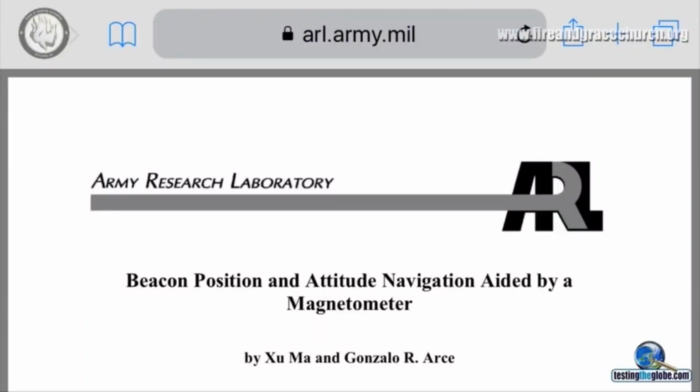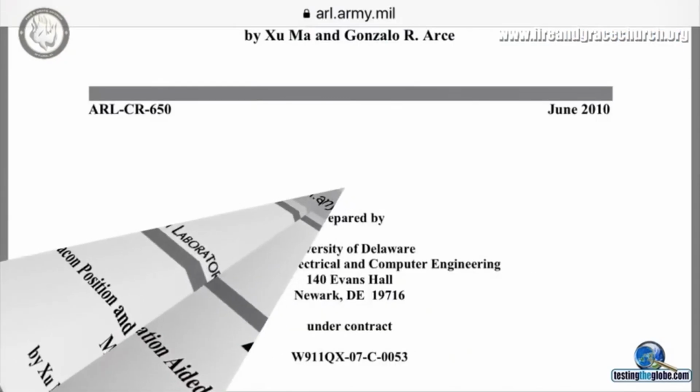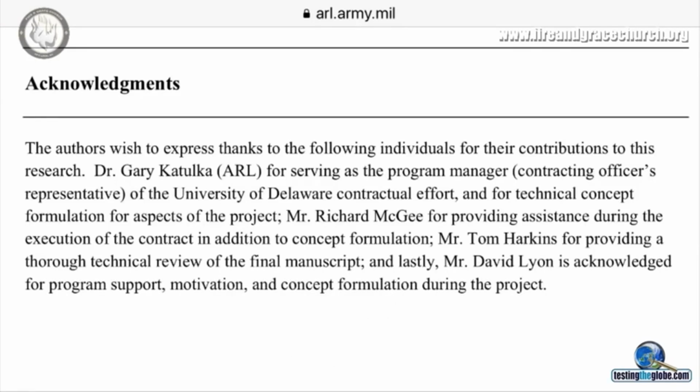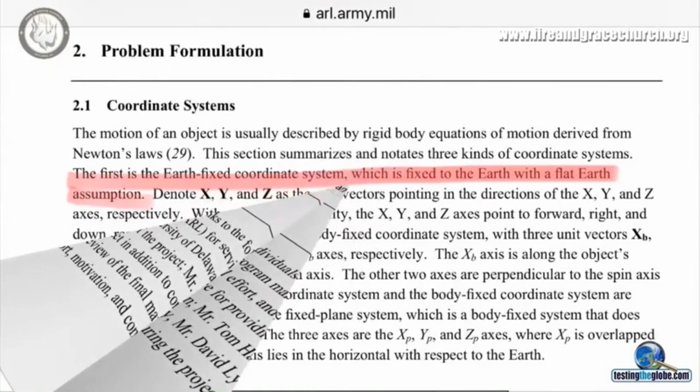This is the Army Research Laboratory. Notice every time when you see .mil, whenever you see .mil, in the United States, the only people that can have .mil, military. This is the Army's Research Laboratory. Beacon position and altitude navigation aided by magnetometer. You can see the document prepared by the University of Delaware, Department of Electrical and Computer Engineering, under contract to the U.S. government, PhDs and the people who were assisting this study.